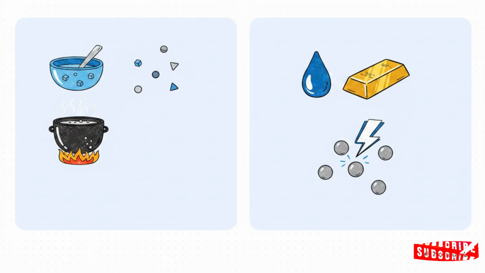But here is the absolute key distinction. Because mixtures are just physically combined, you can separate them using physical methods. Like, you can literally just boil the sugar water and the sugar gets left behind. Pure substances are chemically bound together. To break water apart into hydrogen and oxygen, you need actual chemical methods to snap those bonds.